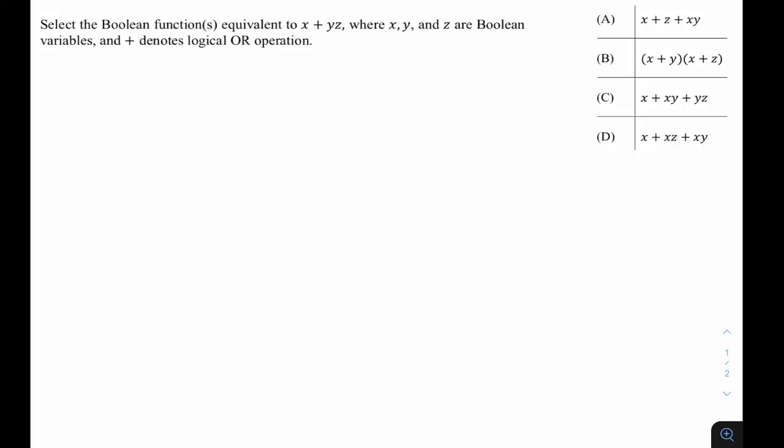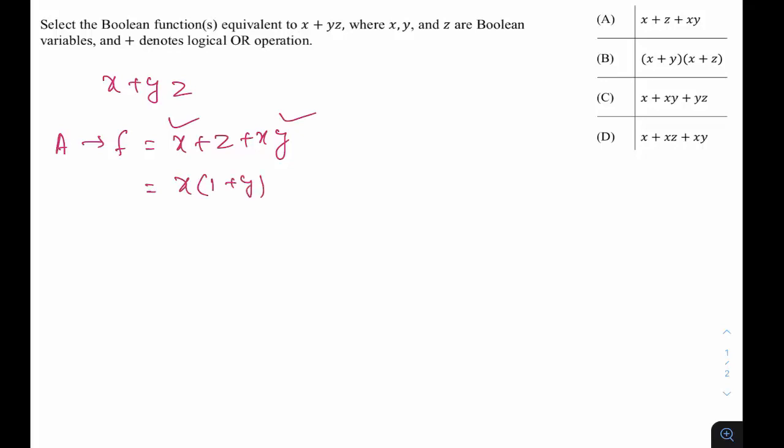So basically we have the function x plus yz and we have to check which of the four options given here are equivalent to x plus yz. So we have to check all options. Let us go one by one. Option A is saying the function value is x plus z plus xy. Let me take x common from the first and the last term. So this is 1 plus y and then plus z. 1 plus y is what? 1 only. So this is basically x plus z.